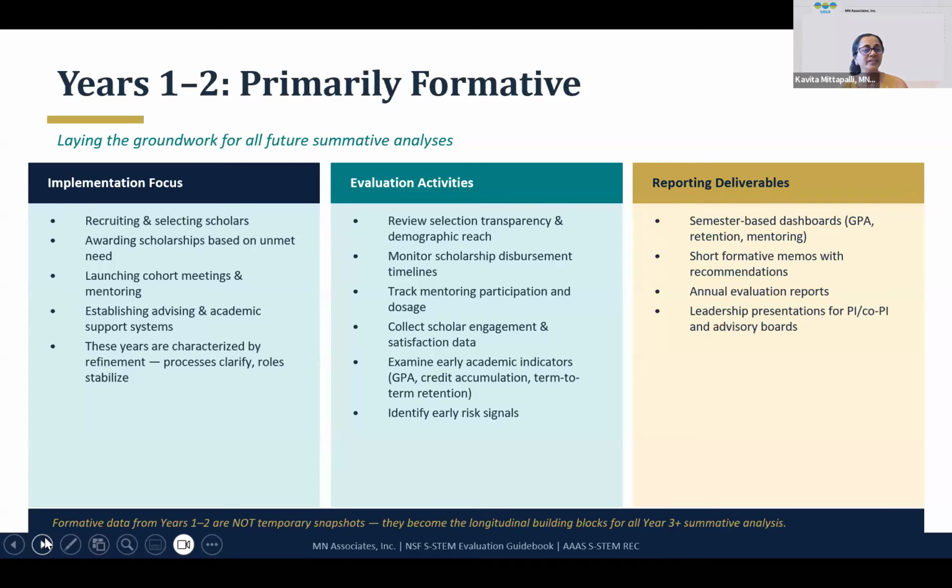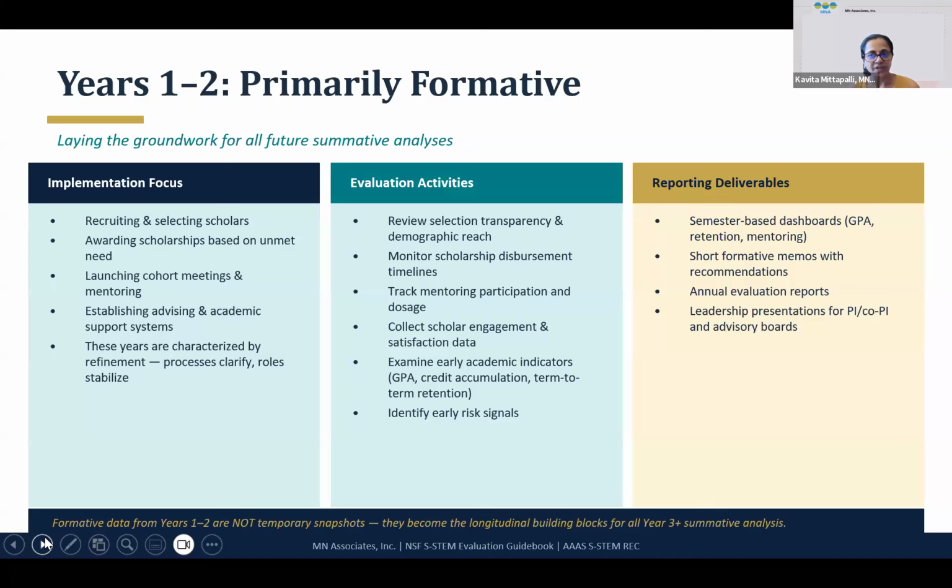Now let's look into years 1 and 2, which I already mentioned are primarily formative. In years 1 and 2, as an evaluator, you are laying the groundwork for all the future summative analysis. Years 1 and 2 are intensive. The project launches the scholar selection, scholarships are given out, the mentoring process begins, cohort activities begin, and the academic support systems are all in close succession. Many things are happening at the same time.